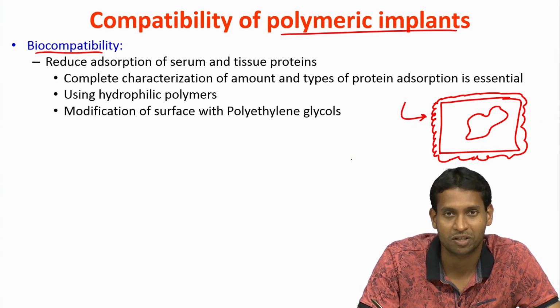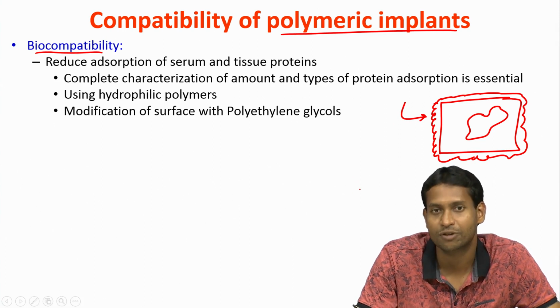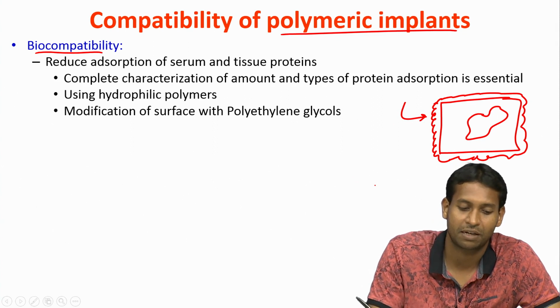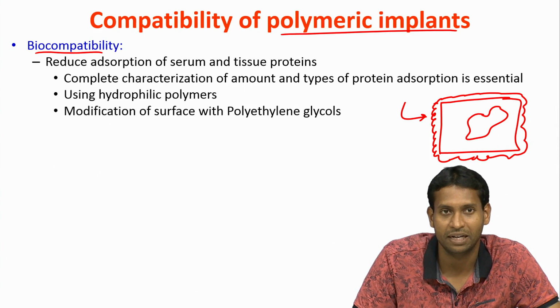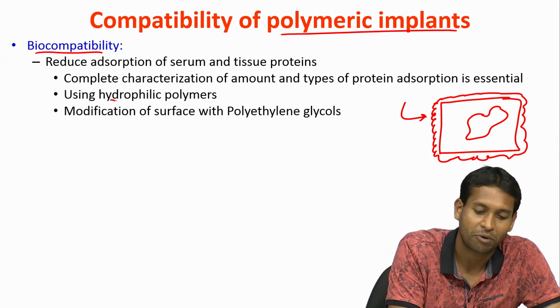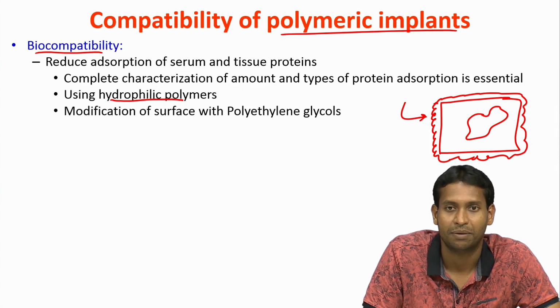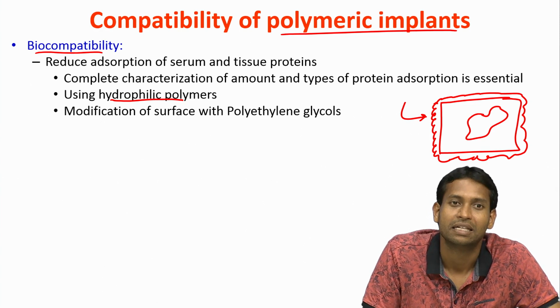As we discussed, protein adsorption typically forms a layer which helps more cells to come in and attach to that site. So, it is required that we completely characterize the type and amount of protein that is adsorbing on it, and we can use hydrophilic polymers. As we discussed, hydrophilic polymers are more similar to the environment that proteins are currently in, which is hydrophilic water.